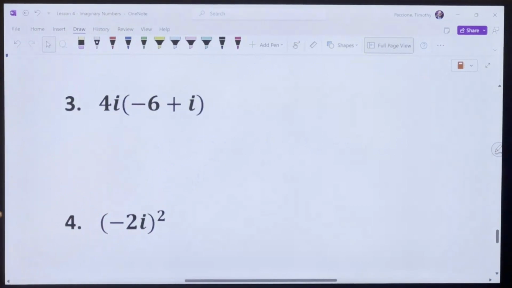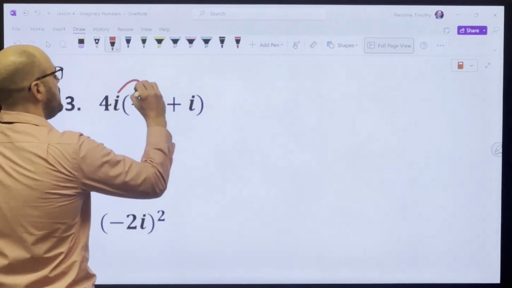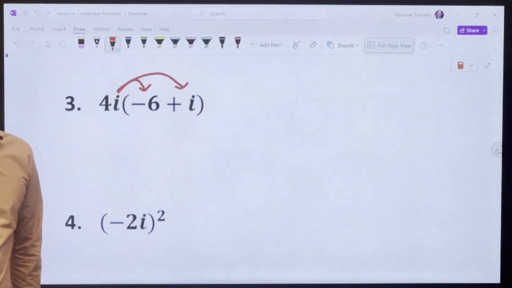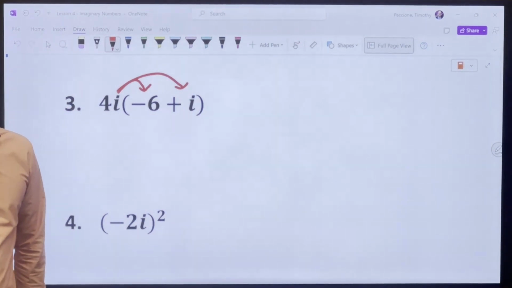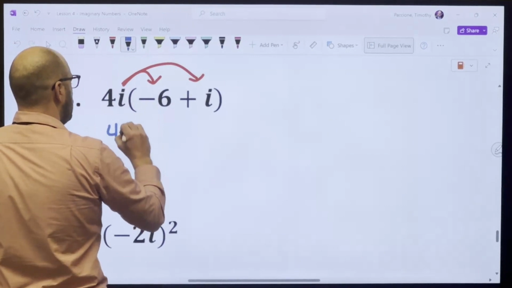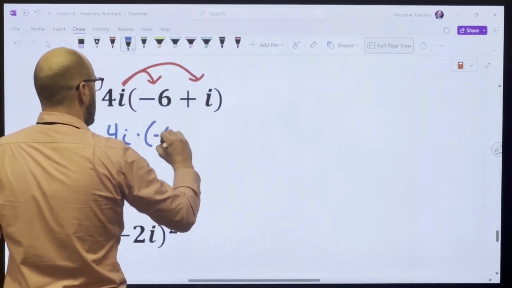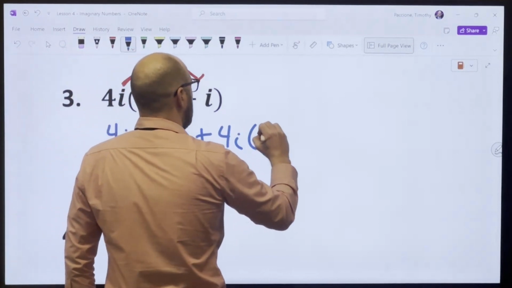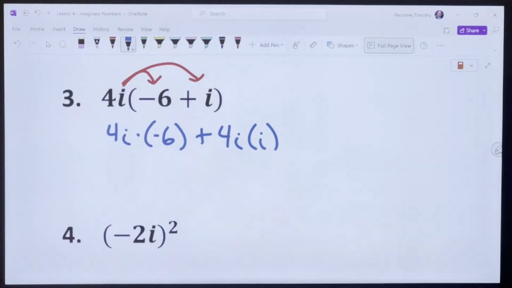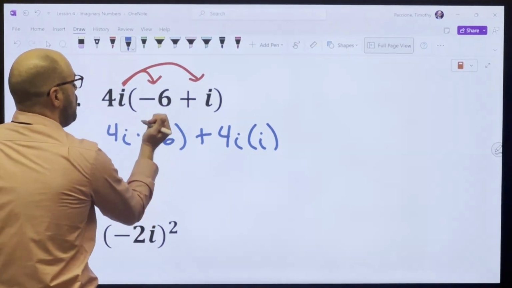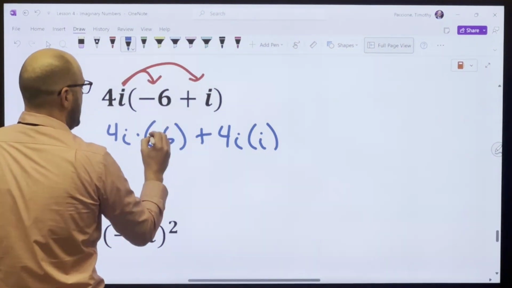All right, if I have something on the outside of parentheses, what do I do? Distribute, right? So I'm going to write out the distribution, and if i is confusing, I suggest you do this too. I'm going to write out 4i times -6 plus 4i times i, right? That's what we do when we distribute. We multiply through. This gets multiplied by both things. And then I look at them one at a time, rather than try to do this in my head, right?